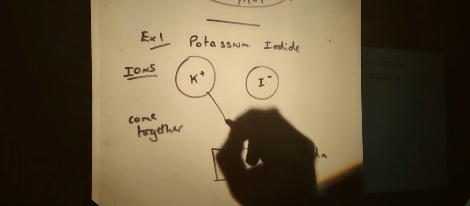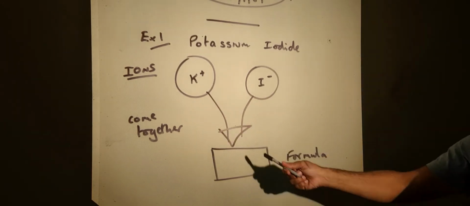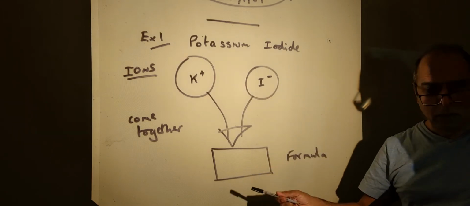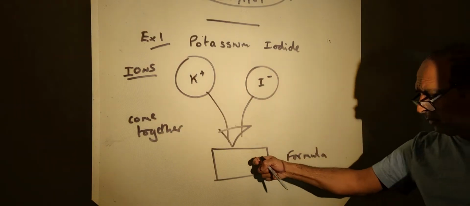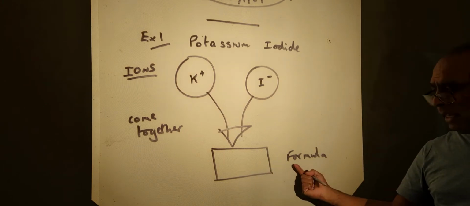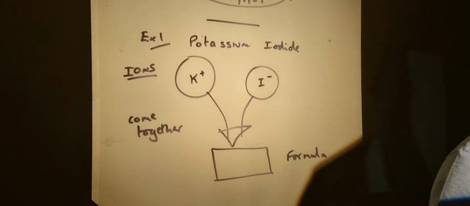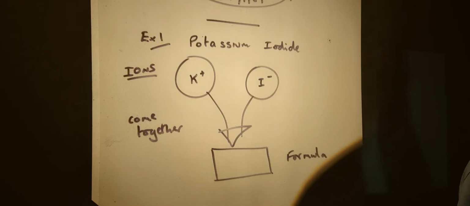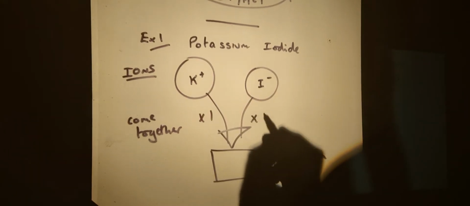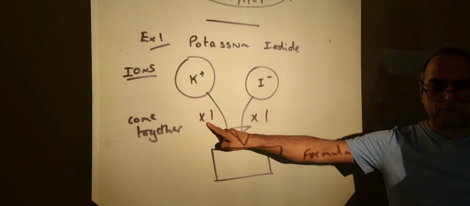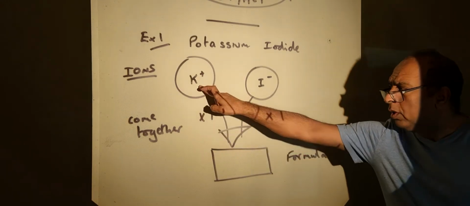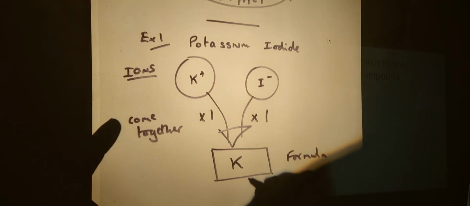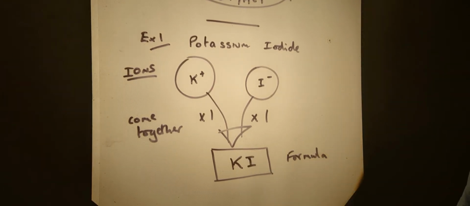Now, when they come together, how many of those will come into the box, which will be the formula? How many will come into the box in order to get the box being neutral, not charged? Well, I put it to you that for every one of those, you need one of those. Times 1. One of those to one of those, 1 to 1. How do you write that? Potassium 1, iodide 1. KI.